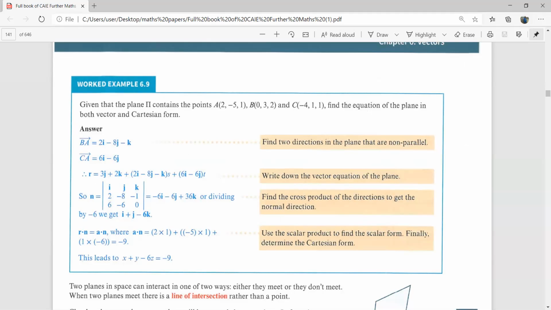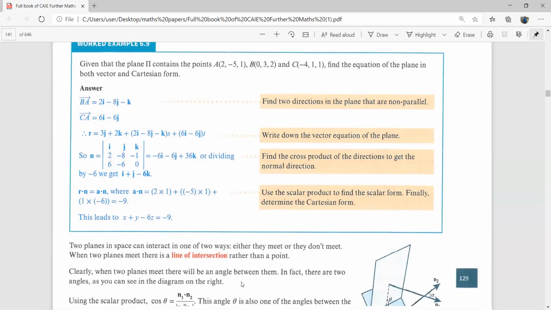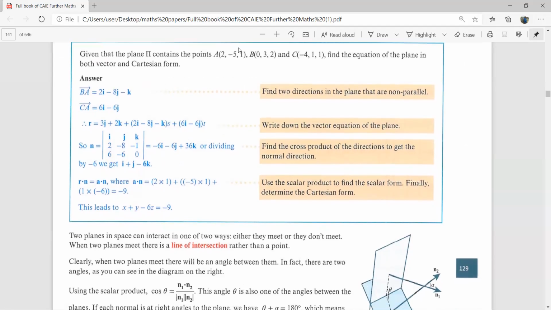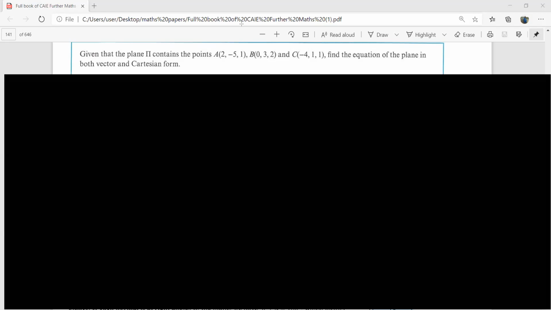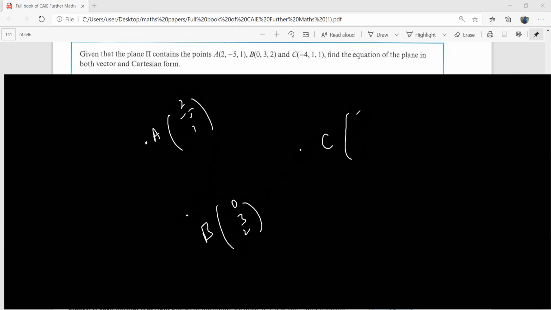Okay. Now the very first situation is where you are given 3 points on the plane. Imagine we have these 3 points with us. There is a point A which is (2, -5, 1), a point B which is (0, 3, 2), and a point C which is (-4, 1, 1). Find the equation of the plane in both vector and Cartesian form.